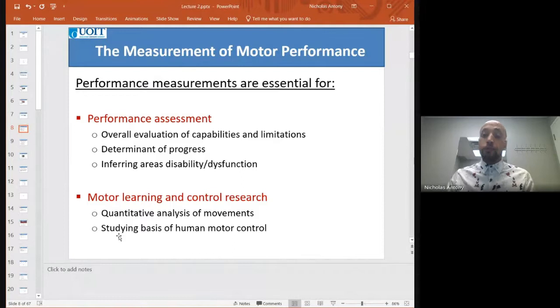And I had mentioned in the previous slides that this is imperative for research because we need to quantitatively measure performance to go through the scientific method. It allows us a basis of studying motor control because we can look at different variables that would improve or decrease performance, which allows us to infer the specifics of human motor control.